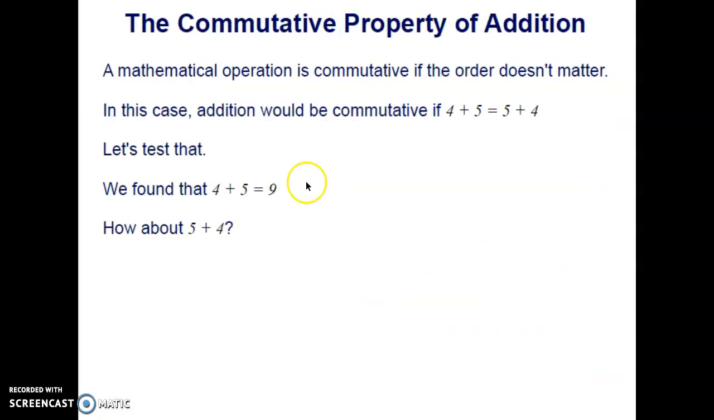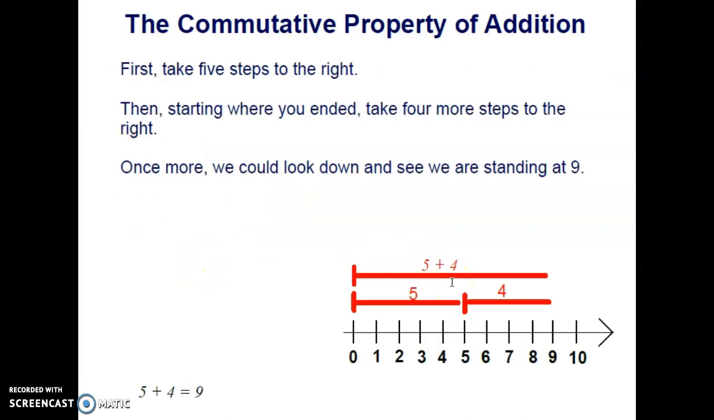The commutative property of addition is another property we often use. It doesn't matter what the order is. So in this case, addition would be commutative. 4 plus 5 equals 9, and 5 plus 4 equals the same thing. Let's test that out. We found that 4 plus 5 equals 9. How about 5 plus 4? Let's check it out. We're going to go 5 steps to the right to land at 5, and we're going to add 4 more steps to the right, and we still land at 9.